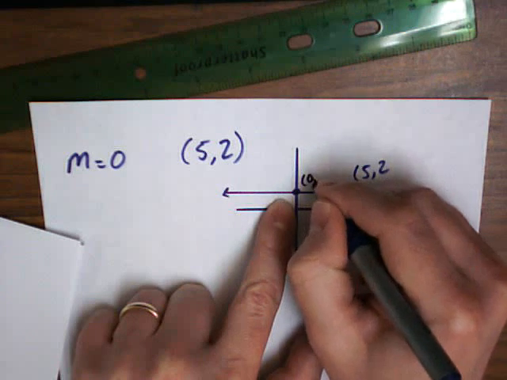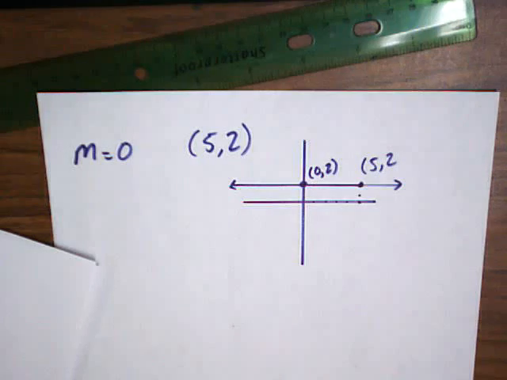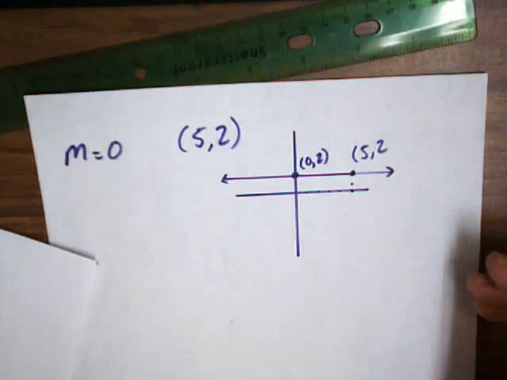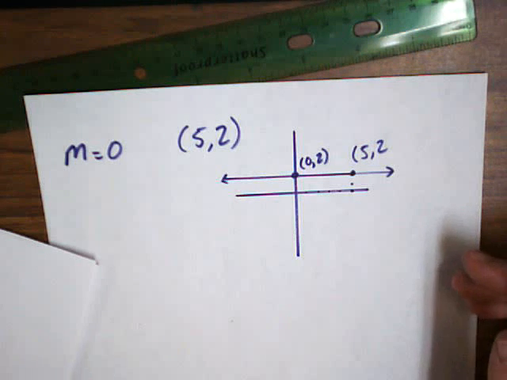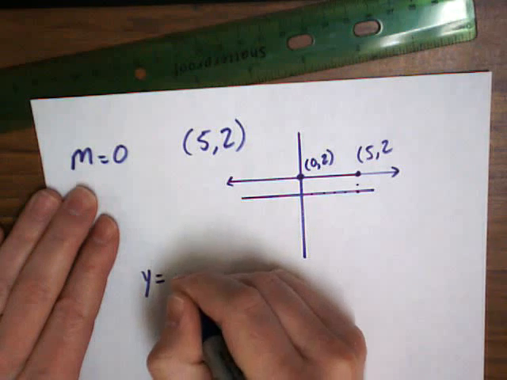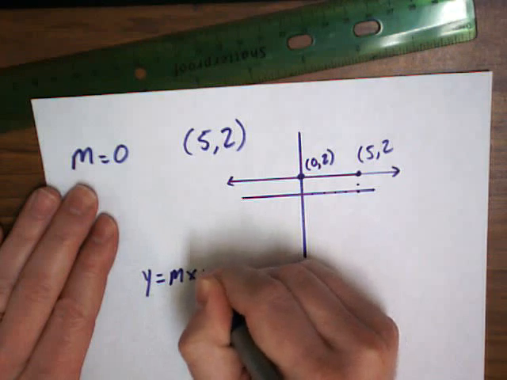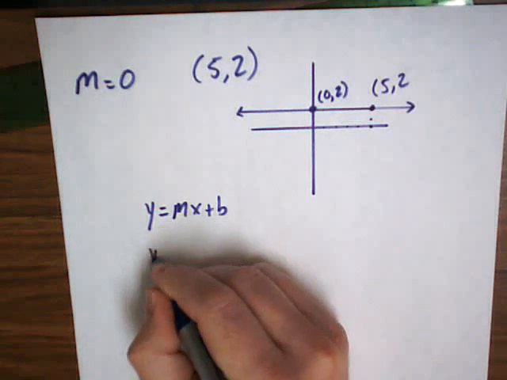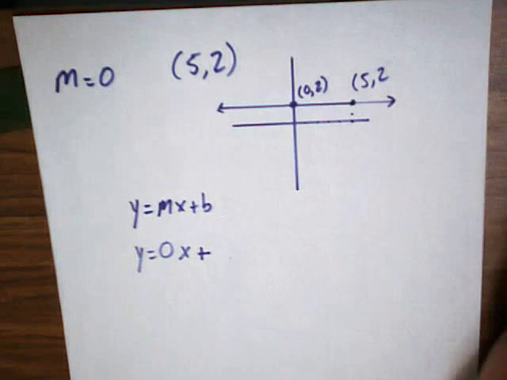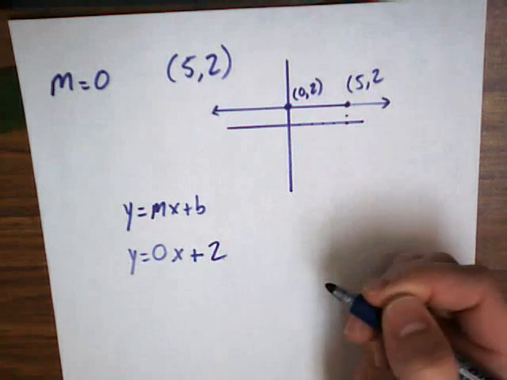(0, 2), isn't it? Oh, look, we're doing this without even any crazy solving, like I had to do over here. We could do that if we wanted to, but that's a bunch of junk, right? I know, it's easy when I do it. So I put my slope in: y equals 0x plus what? Do you know the y-intercept? It's at 2. So y equals 2.